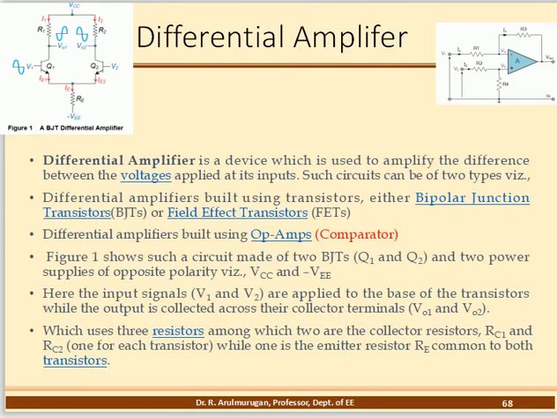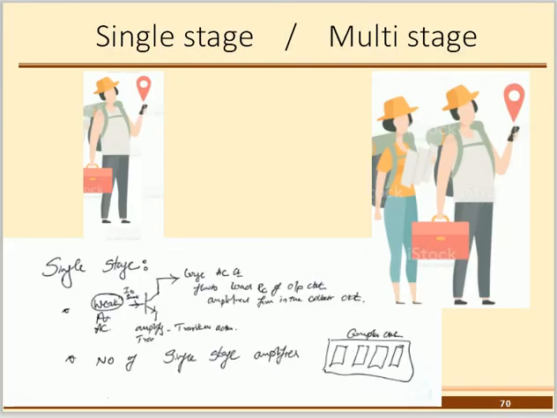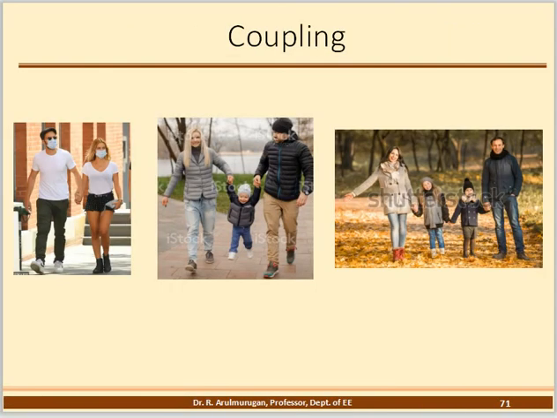Next is single stage and multi-stage. Single stage means only a single amplifier, and multi-stage means one more is added. Multi-stage consists of three types of coupling: direct coupling, RC coupling, and transformer coupling.